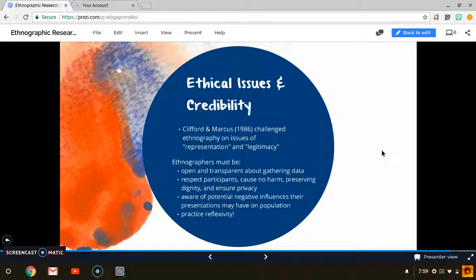They must respect participants and be aware of the potential negative influences their representations may have on the population, and ensure that the research protects the participants. And they also need to practice reflexivity by understanding their role and point of view in the study and recognizing that their conclusions are often inconclusive and might lead to more questions.